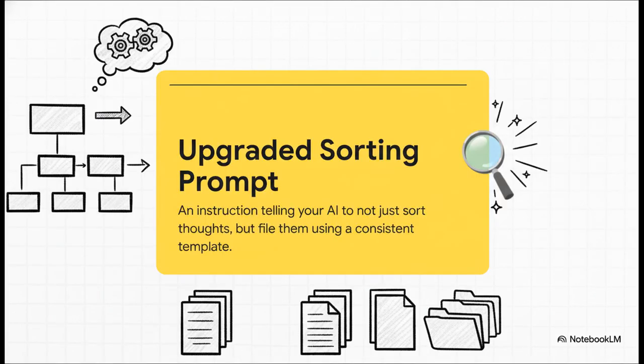So how does this magic happen? Well, it happens with what the source calls an upgraded sorting prompt. Think of it like you're giving your AI a new job description. Before, its job was just to sort your notes. Now, you're telling it to file them, to take every single note and format it perfectly using one of your templates. It's a one-time setup that automates all the organization from now on.